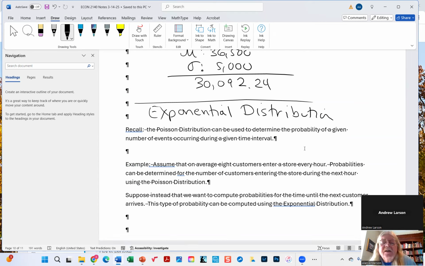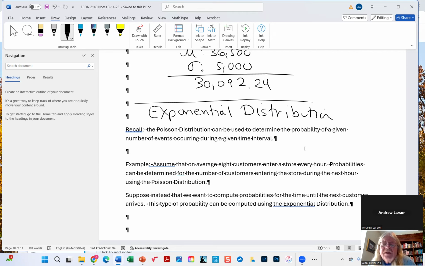Now, remember with the Poisson, we use it to figure out the likelihood that a given number of events occur over a given time interval. For example, what if we know from historical experience that on average there are 8 customers coming in this store every hour? That means we can figure out the probability, let's say that 5 customers come in the store in the next hour, or 2, or 3, or 8, or whatever the case may be. Here we're flipping it around though.